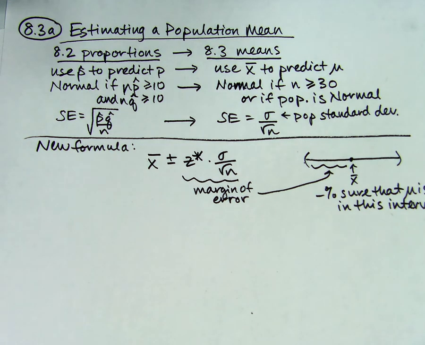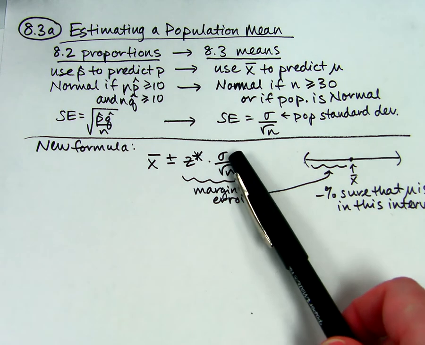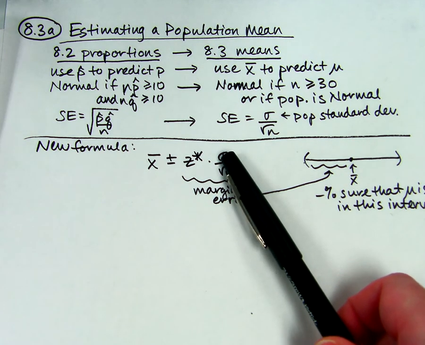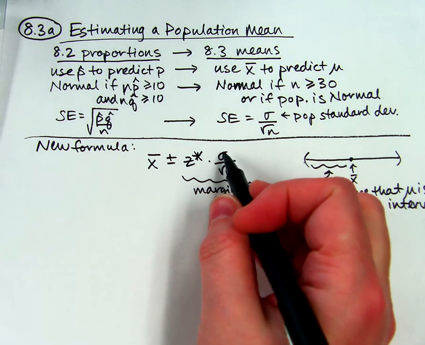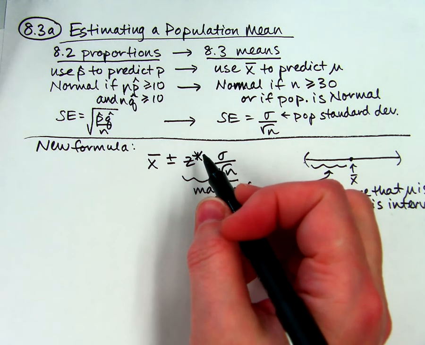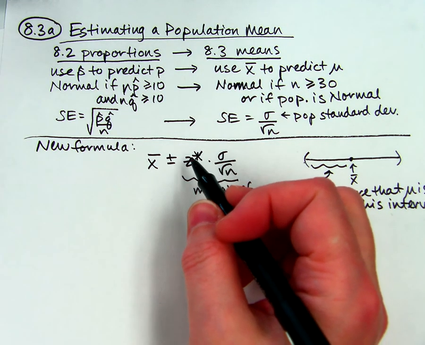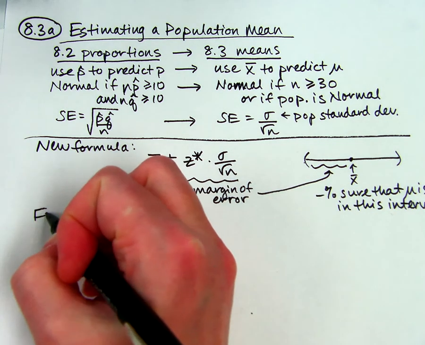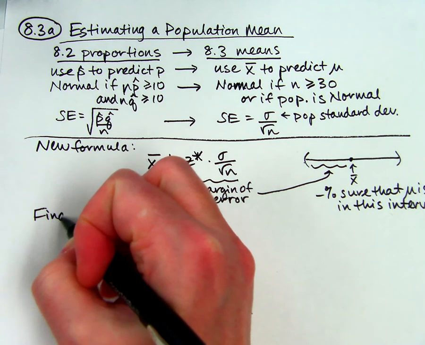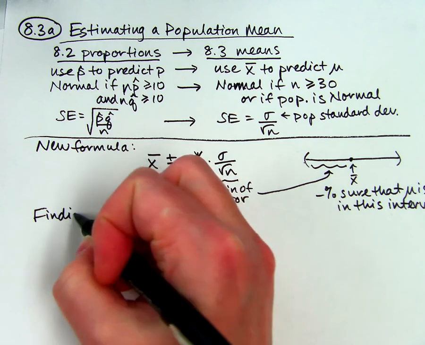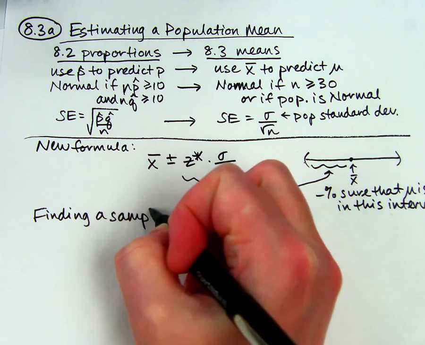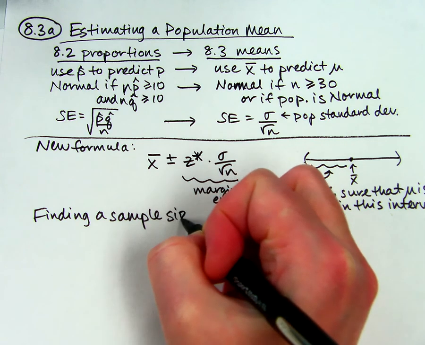All right, so the type of problem I want to talk about first is the reason I started with sigma being known. We're going to come back to sigma being unknown very soon. But if sigma is known, the only type of problem I've seen that in on the AP test is if they're asking you to find a sample size. So that working backwards thing that we did at the end of 8.2, we're going to start with that in 8.3, finding a sample size if you know all the other information in this formula.